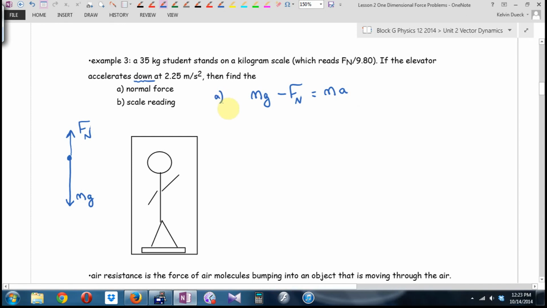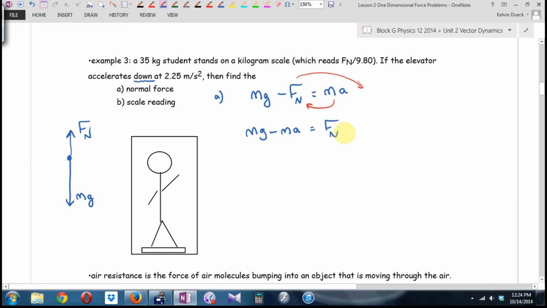Josh, what did part A want me to find? How would I get the Fn by itself? Can I do two steps at once? Here's what I'm going to do. I'm going to plus this to this side because I hate that negative in front of it. At the same time, if it's okay with you, Brendan, can I minus that to that side? And can you see I'll end up with mg minus ma equals Fn.